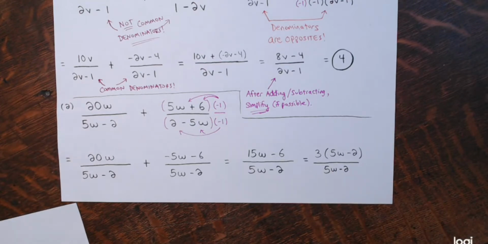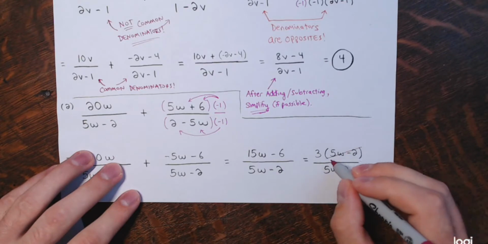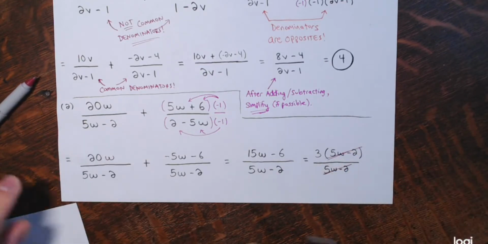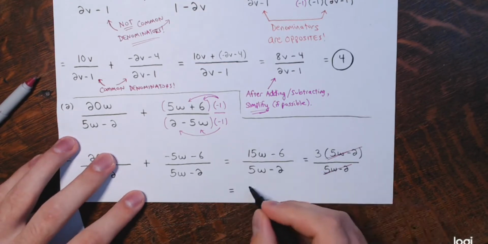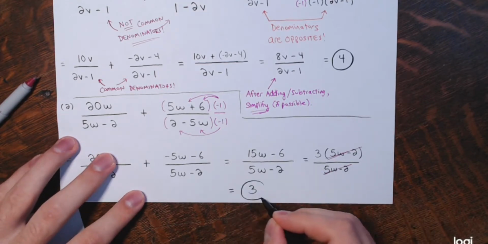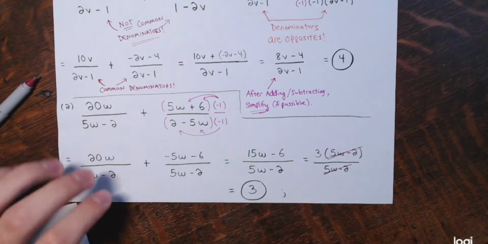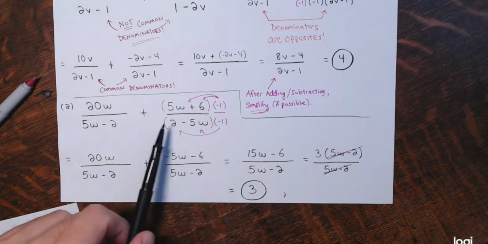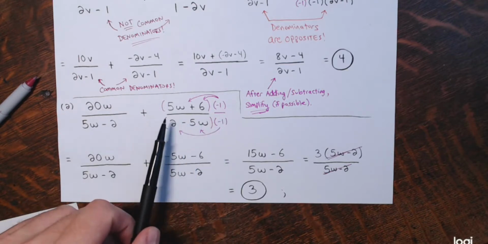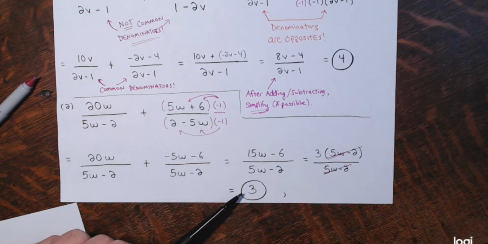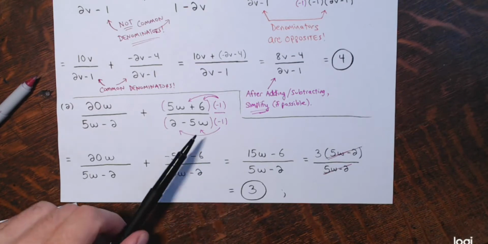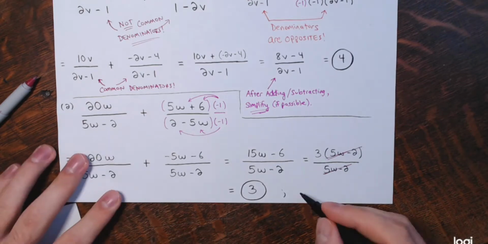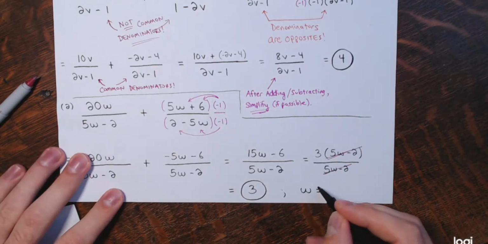It's its own factor. And I'm seeing this common factor of 5w minus 2 in the numerator and denominator. So I'm left with the value of 3 over 1, or just 3. So that first fraction, the original statement, the original sum will always be 3 for whatever I plug in for w, as long as w is not 2/5. And I'll write that at the end here.